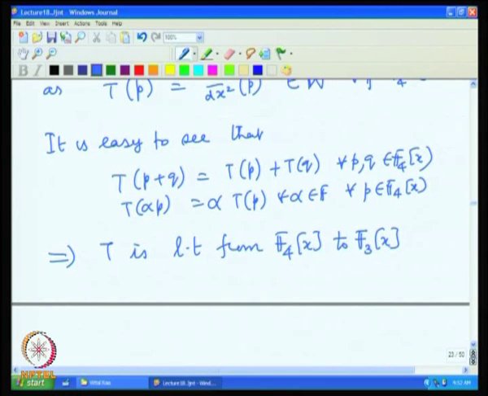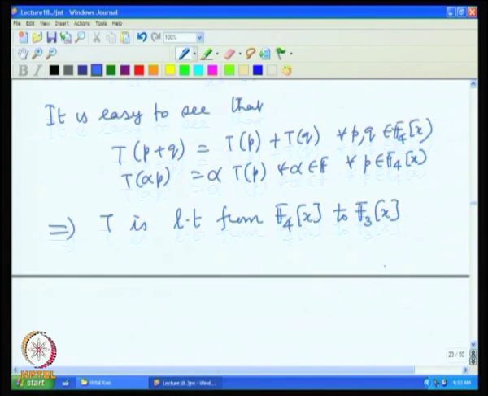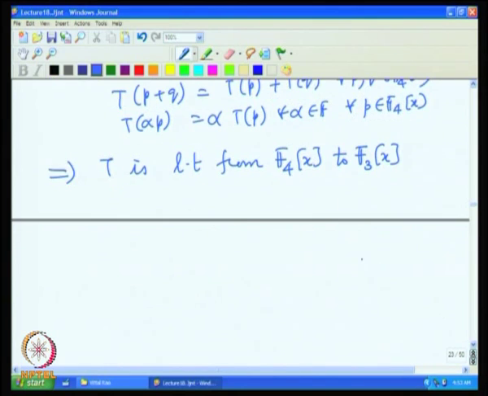We shall study more examples of linear transformations in the next lecture and continue studying the structure of linear transformations. It is the study of the structure of linear transformations which gives us the answer to all the questions that we have raised.